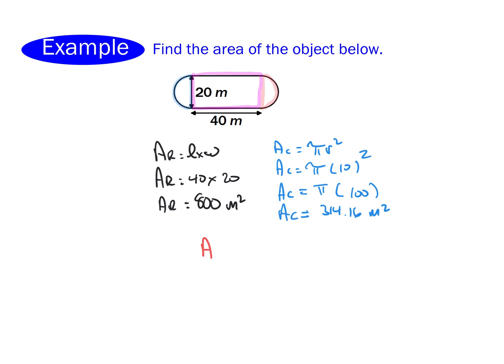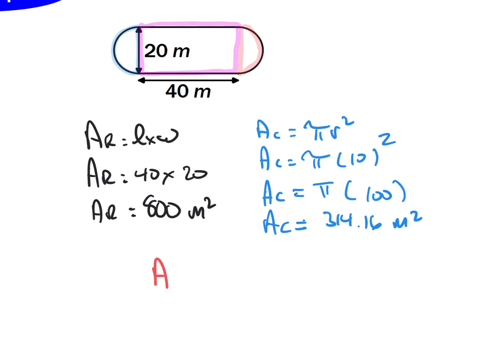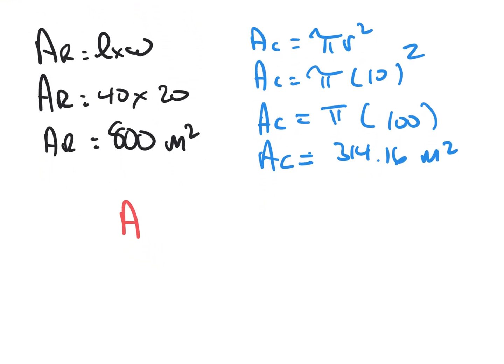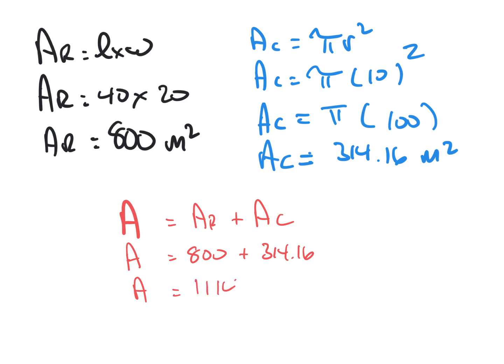Once we have both those areas, we can go ahead and add them together. So we can take the area of the rectangle and add the area of the circle. I don't know what that would be, it's just area. Don't put anything there. So it's going to be 800 plus 314.16, which gives us 1,114.16 meters squared. There's your area.